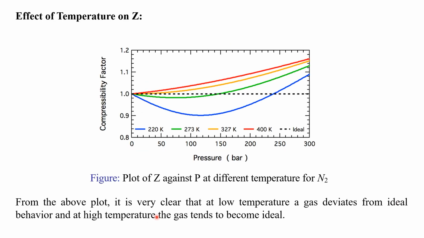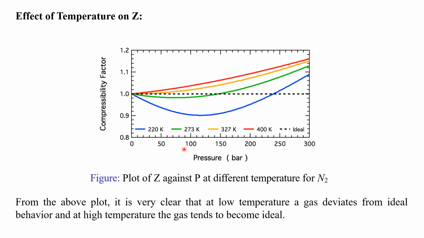you see the value of Z is less than 1 here for all gases, indicating they have lower molar volume than the perfect gas. Now we see the effect of temperature on the compressibility factor. From this plot, it is very clear that at low temperature, a gas deviates from ideal behavior, and at high temperature, the gas tends to become ideal. You see, at low temperature here, the value is less than 1, but as temperature increases, it's very close to 1 that we are getting here.